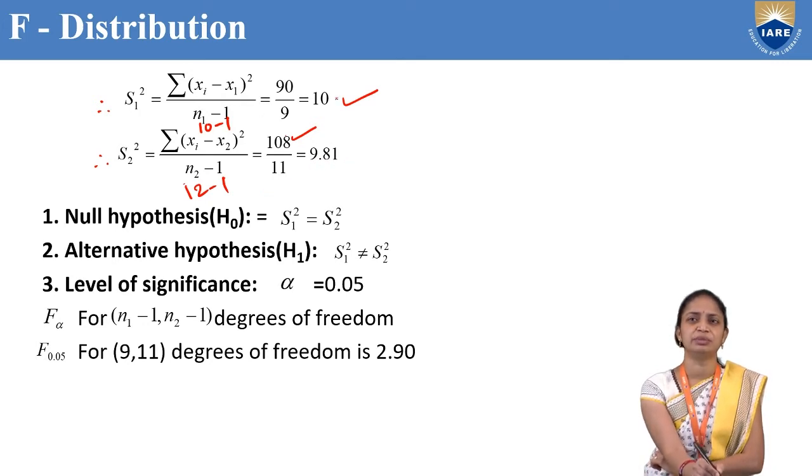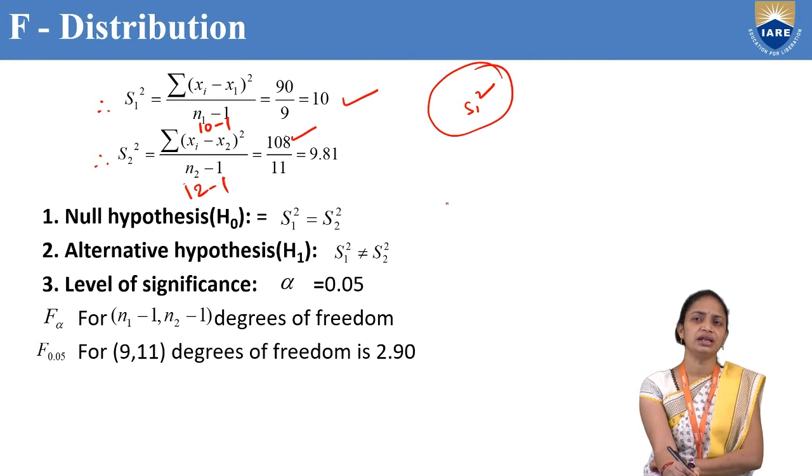Okay. So which is bigger value? s1 square is bigger value. That's why we have to write it in the numerator in the F distribution formula.